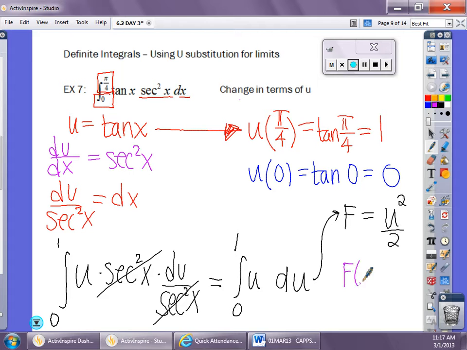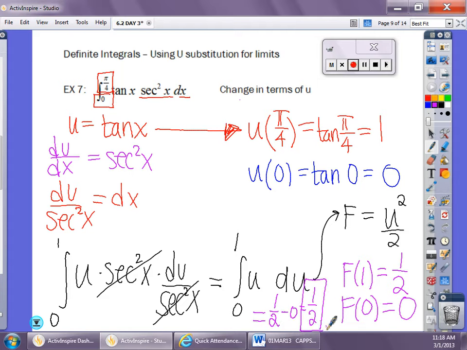Alright. F of 1 is 1/2. F of 0 is 0. So step 1, 2, 3. Therefore our final answer, which I'm going to squeeze underneath here, would be 1/2 minus 0. So my total answer is 1/2. Meaning, if I graphed this horrendous looking function and found the net signed area from 0 to pi over 4, it will physically be 1/2, even though these are all u's.